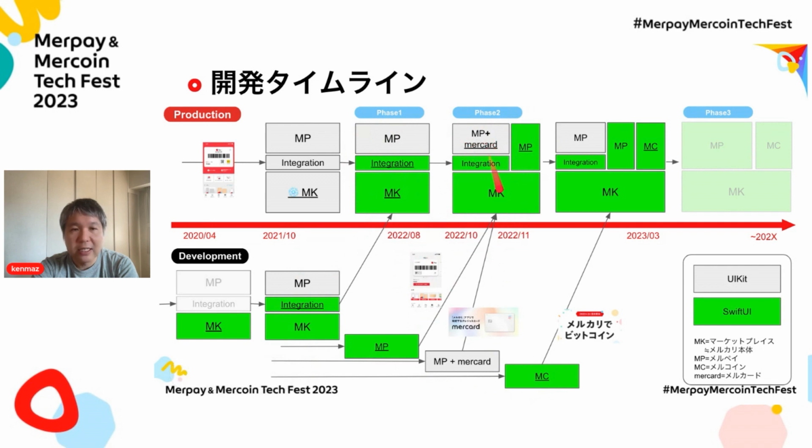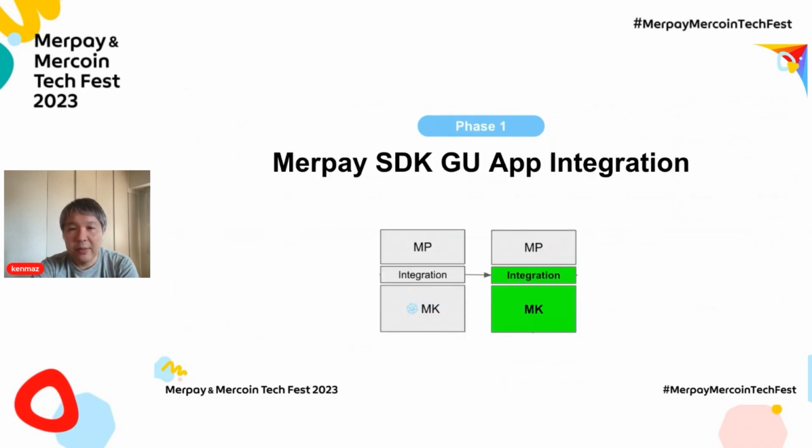In November 2022, the Mercard feature was released, and the following year, the Mercoin feature, which was under development all along, was released. Phase 3 is still in progress, and we're currently working to eventually rewrite all the remaining parts made with Merpay's old UIKit with SwiftUI to eventually make it a 100% SwiftUI app. So this is the overall scope of the project. I will describe phase 1 first, followed by phase 2 and 3.